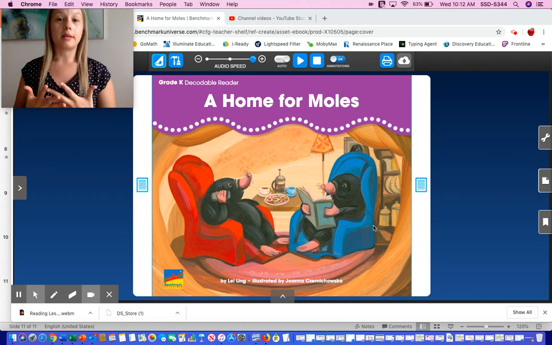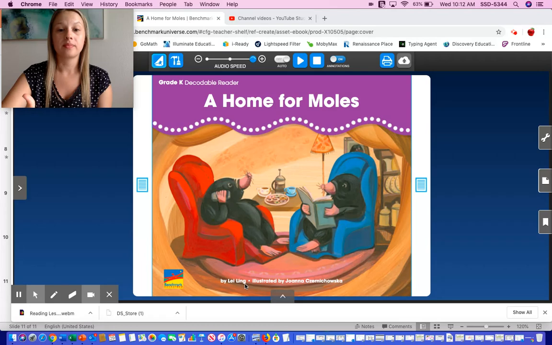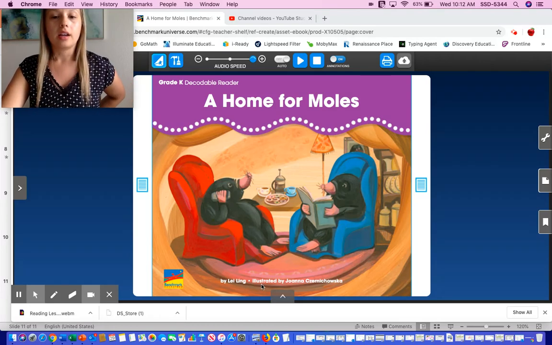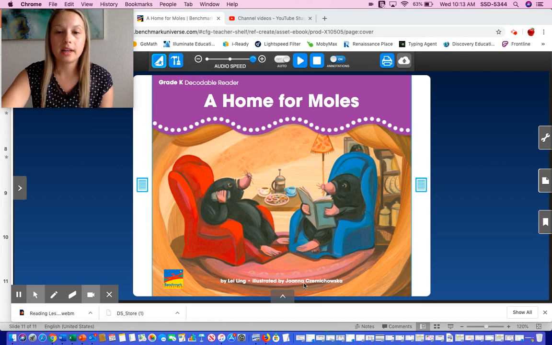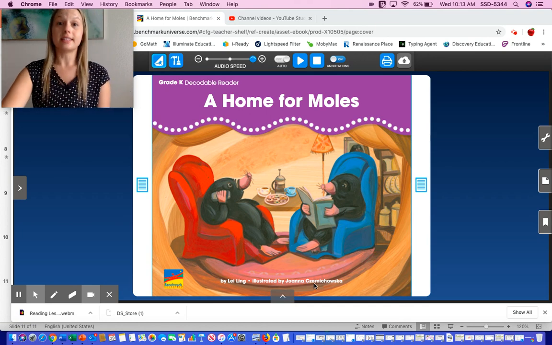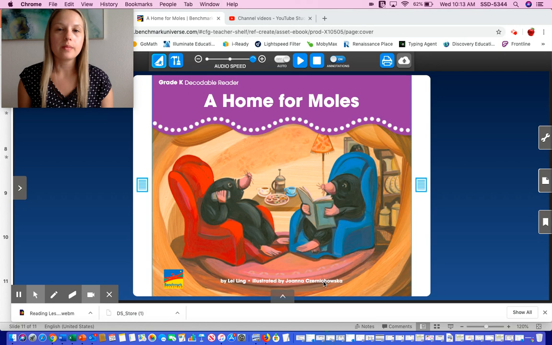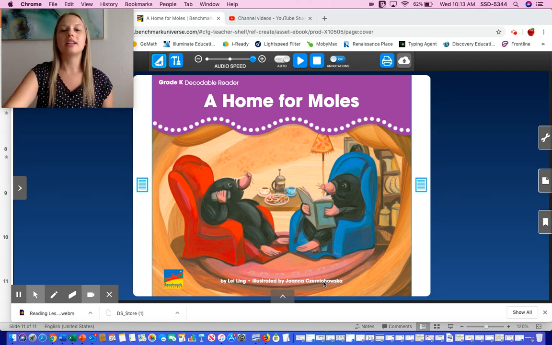Find the author's name. Remember, this is kind of tricky. It's all the way at the bottom. By Lei Ling. So Lei Ling is the author, which means she wrote the book. Good. It also says, illustrated by Joanna. I'm just going to say C, because Miss Paulino doesn't know how to pronounce her last name. By Joanna C. What does the illustrator do? The illustrator drew the pictures, right? Or the illustrations. We know the word illustrations is a fancy word for pictures. Nice job.